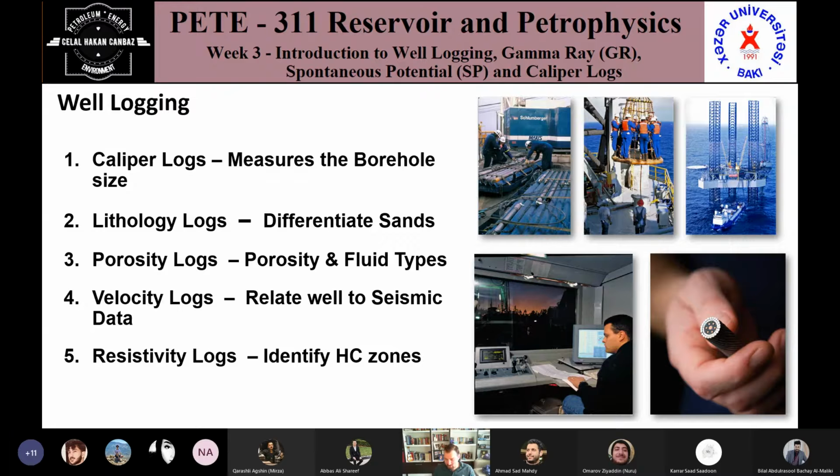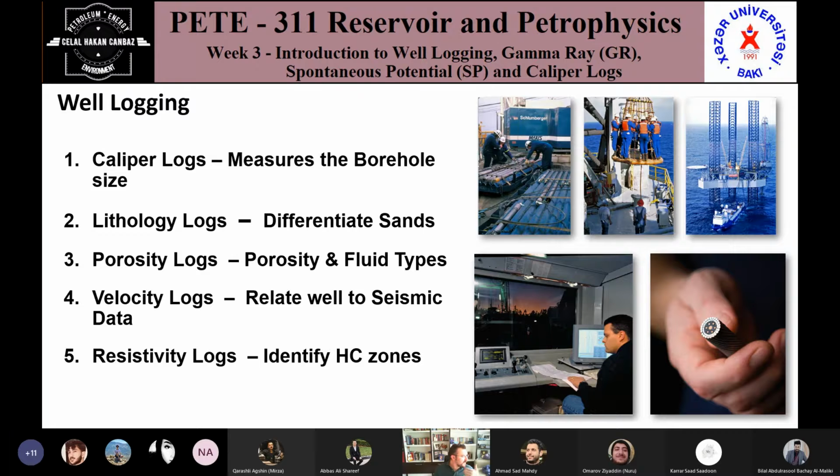And this is a sandstone formation or not. Okay, this is very crucial. In lithology logs, we are getting this. Porosity logs. Of course, from the name you understand that it describes the porosity and the fluid types. Velocity logs relate your well to your seismic data. Okay, it relates your well to your seismic data.